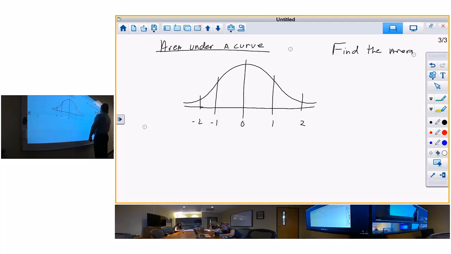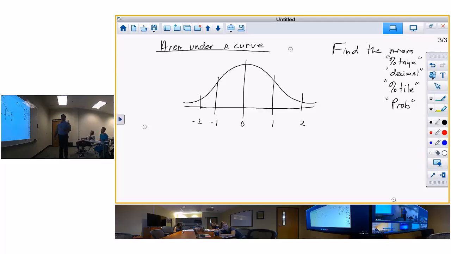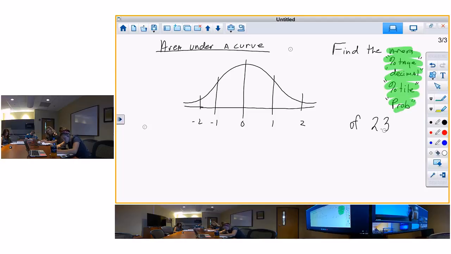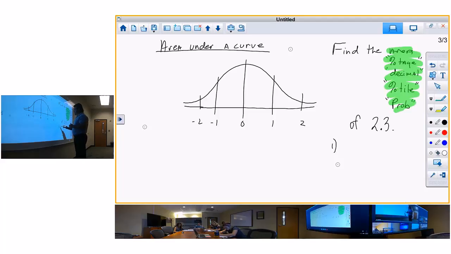Area can also be percentage. It can also be a decimal. It can also be a percentile. It can also be probability. What do I mean by that? Find the area. Find the percentage. Find the decimal. Find the percentile. Find the probability. It can be all of those. So when it says area, it can mean all of these words right here. Okay, of 2.3. First thing you do after it asks the question is you draw a sketch.